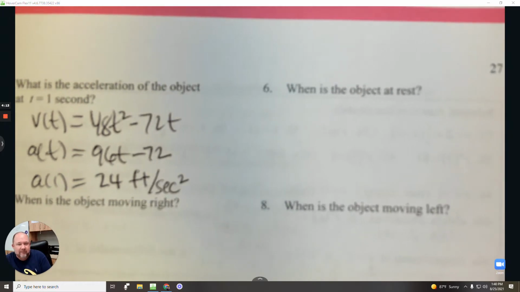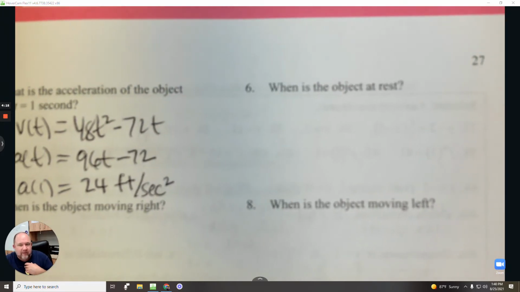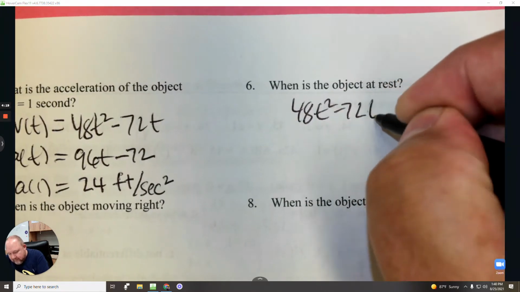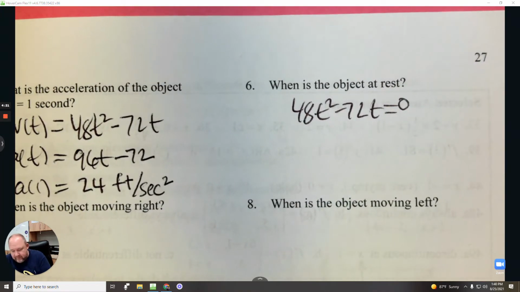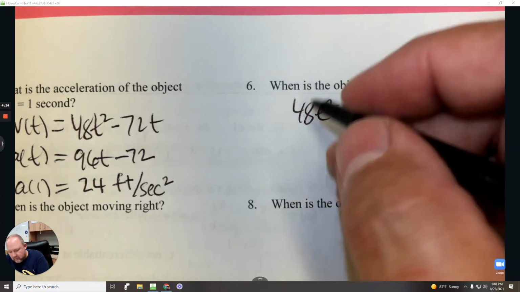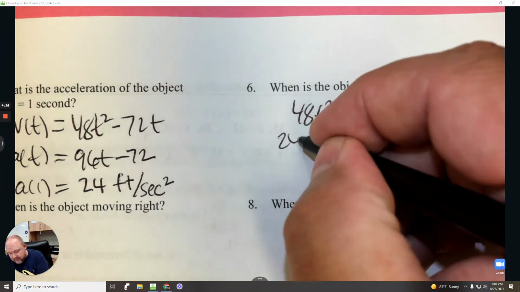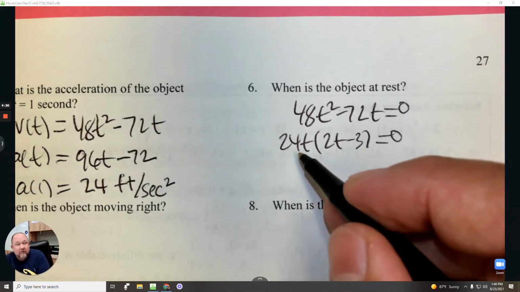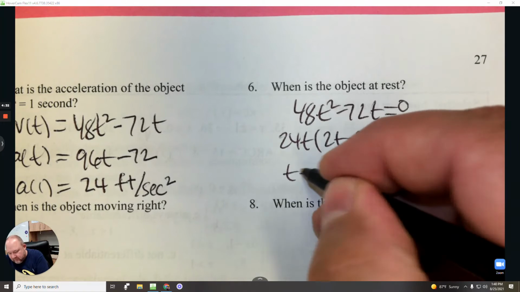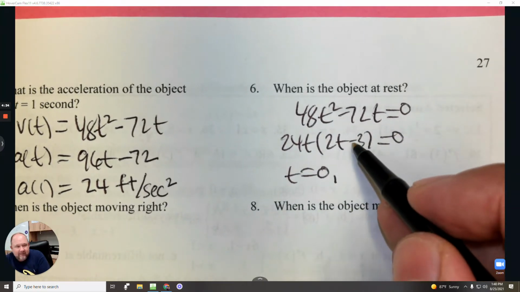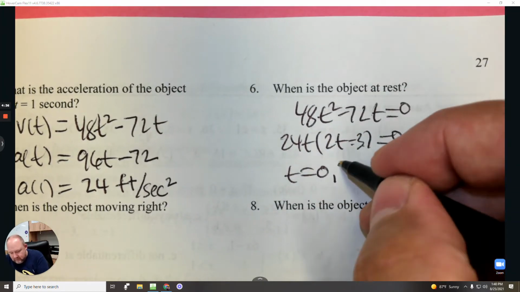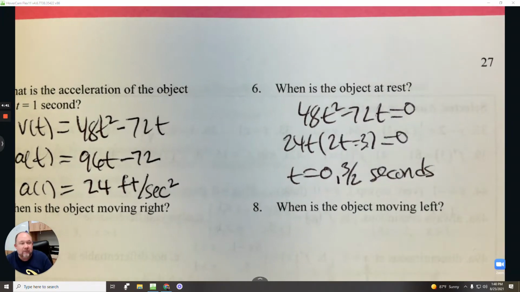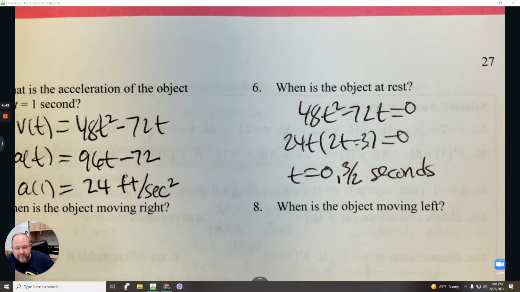When is the object at rest? An object's at rest when the velocity is 0. So we take the velocity, make it equal to 0, and solve it. So we can factor this. 24t goes into both evenly, and then solve it from there. So 24t gives me the answer 0. And then if I add 3 and divide by 2, I get the 2 times when the object is at rest.